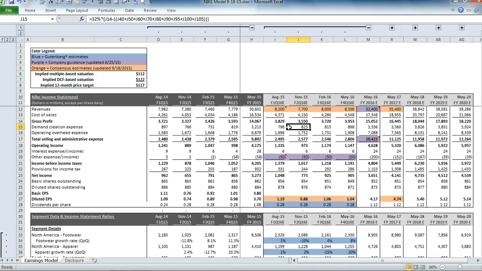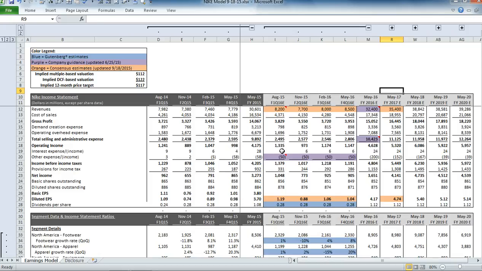And then, just to make sure that we were in line with what management had guided to, you can see this purple cell represents guidance. On the last earnings call, management guided SG&A cost to grow at mid-single-digit growth rates. And this $10.4 billion represents a growth rate of just over 5%. So we're in line with guidance there.